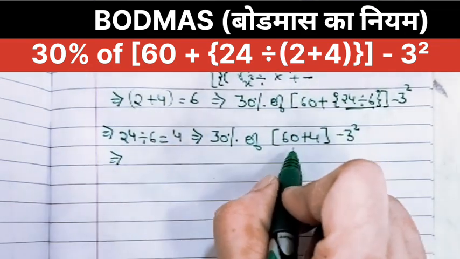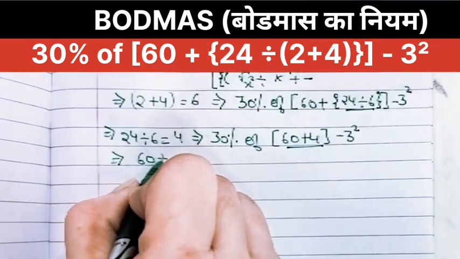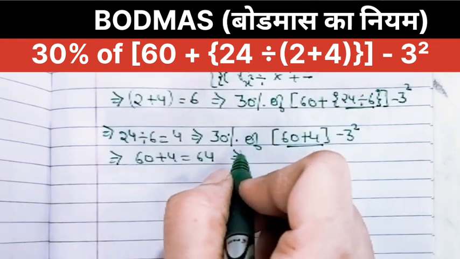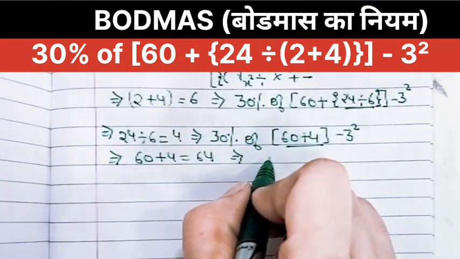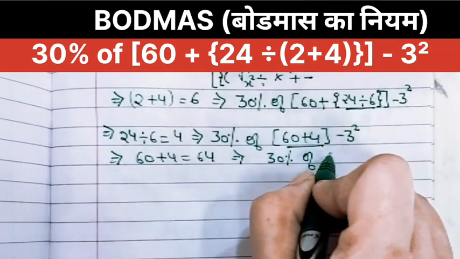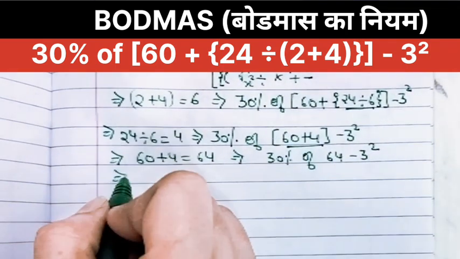According to the next step, solve the square brackets. Now inside the square bracket there is addition. 60 plus 4 becomes 64. According to this step, clear the final set of brackets and now the current expression becomes 30% of 64 minus 3 power square. Move to the next step.